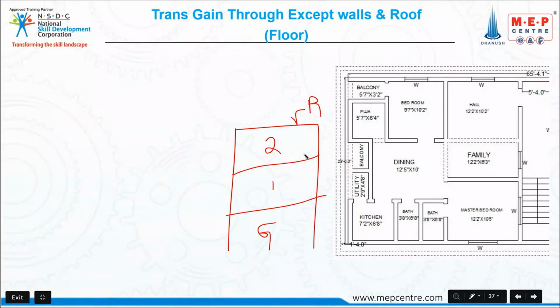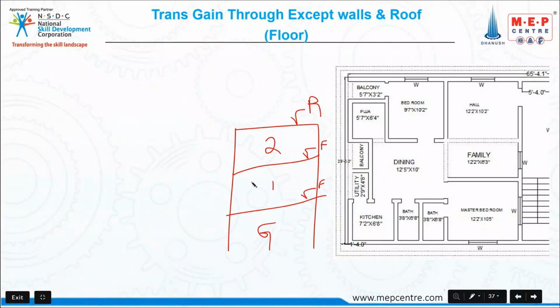Second floor में ये क्या होता है? What is this? That is slab for the first floor. Floor for the second floor. Still for us, when you are standing in the second floor, imagine that you are in the second floor. It's a floor, right? If you are in the first floor, this is a floor. Got it?